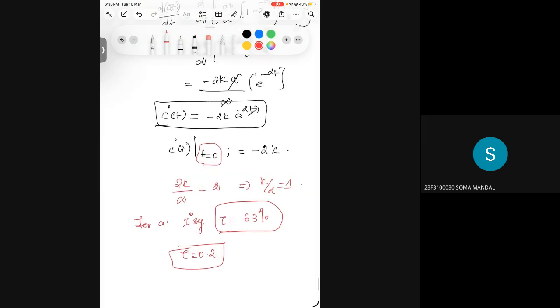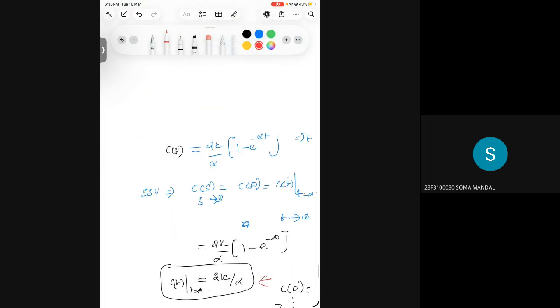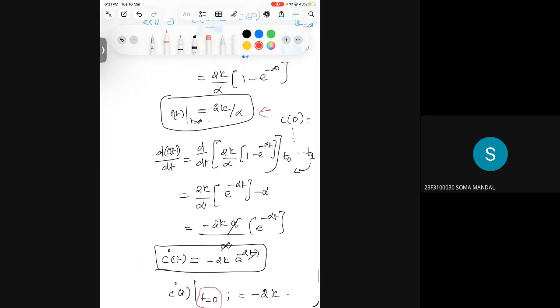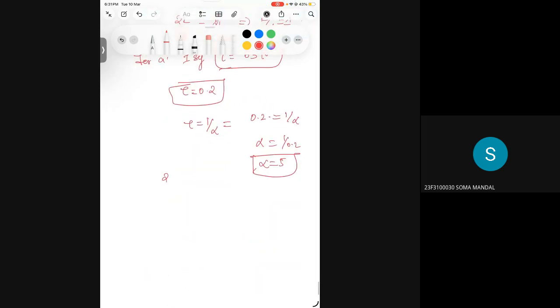When we take tau equal to point two, the time constant here would be 1 by alpha, right? So 1 by tau, equal to point two, equals 1 by alpha, then alpha is equal to 1 by point two, that is 5. We found 1 earlier. And what is the relation between alpha and k? At infinity, 2k by alpha is equal to 2. When alpha is 5, 2k by 5 equal to 2, so 2k equal to 10, sorry, k equal to 5, right? So we found both of these.